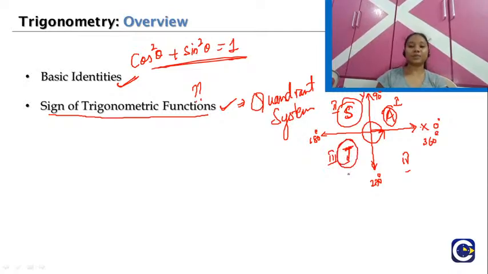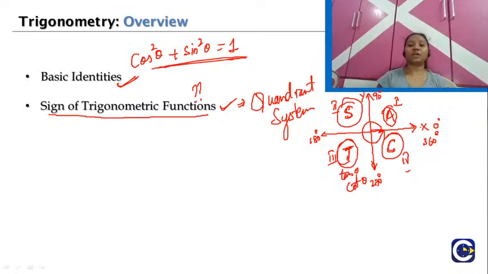This T represents tan theta as well as cot, which states that tan and cot will be positive in the third quadrant. And the last word is cups, which stands for cos as well as secant, which states that cos and secant will be positive in the fourth quadrant.